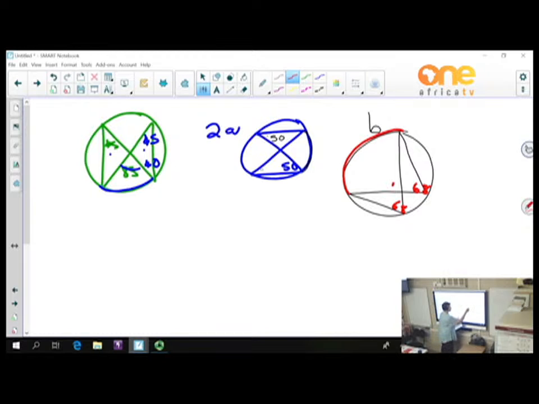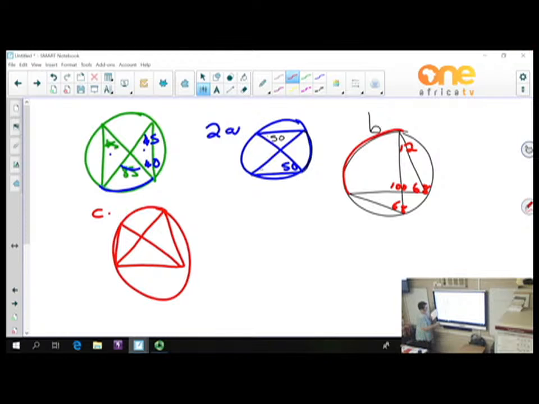This one is now 100 degrees here, so I have a triangle, isn't it? So 180 minus 100 minus 68 is 12. So that angle there is 12 degrees. Question C. There's the circle.